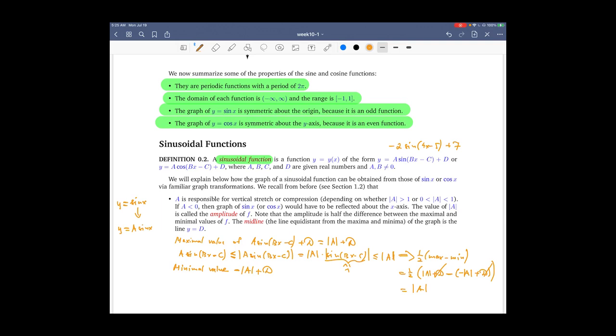And again, I encourage you to think how to algebraically obtain that the minimal value of the expression a sine bx minus c plus d is negative absolute value of a plus d. It's easy when you consider two different cases, a positive, a negative.